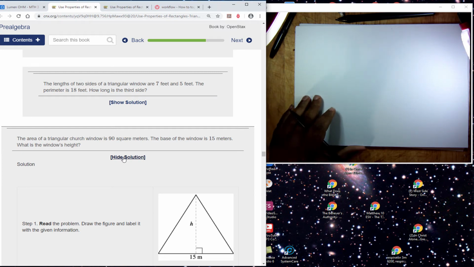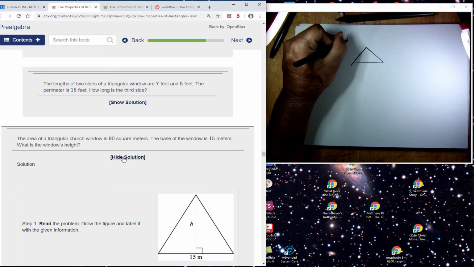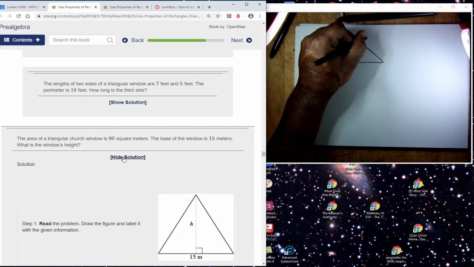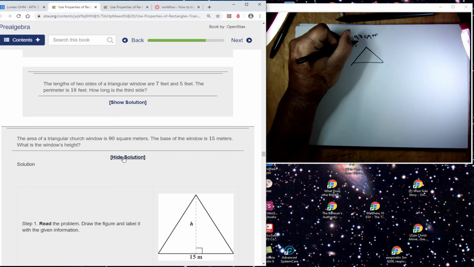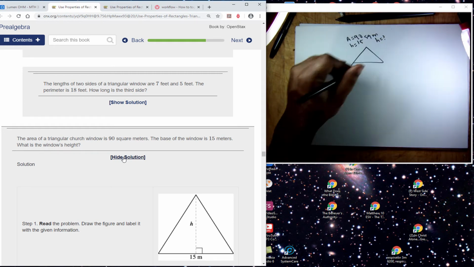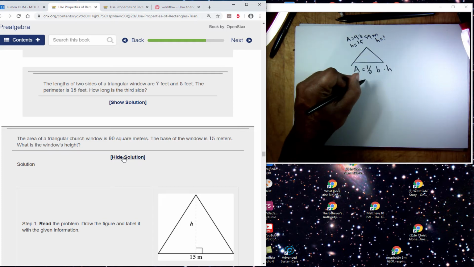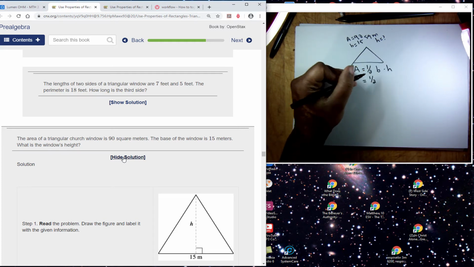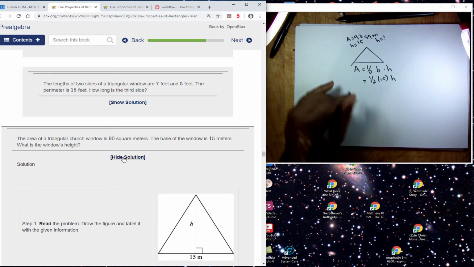The area of a triangular church window is 90 square meters. The base is given to be 15 meters, and the height is unknown. They want us to find the height. The formula for the area of a triangle is 1/2 the base times the height. So we have 1/2, the base is 15, the height is unknown, and the area is 90.